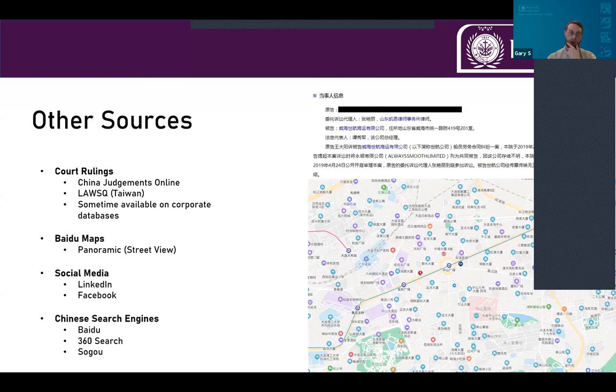In addition, Google Street View does not work in China. There's no such thing. But Baidu does have an equivalent called Panoramic, which we don't necessarily have to use that much, but the option is there if you want to get an idea of what is located at that particular address.